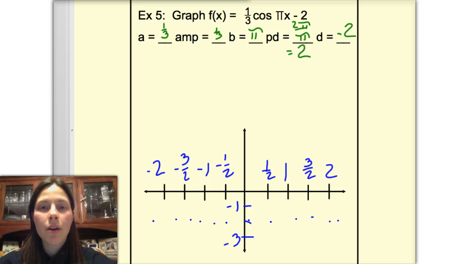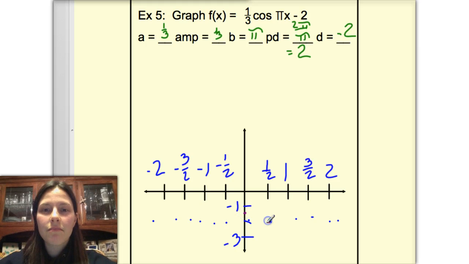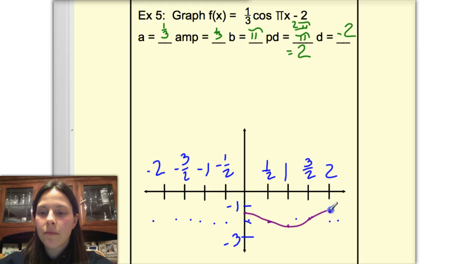So I'm going to go up 1/3 because of our new amplitude from there, back down to our intercept, down to a minimum, which will be 1/3 below our axis, back up to our intercept, and up to the maximum off to the right. Cosine does the same off to the left, back to the intercept, down to the minimum, intercept, maximum.